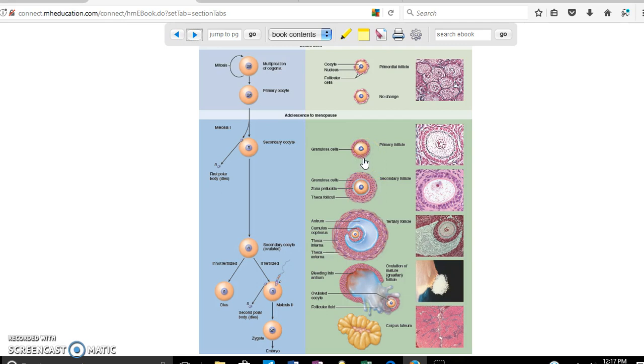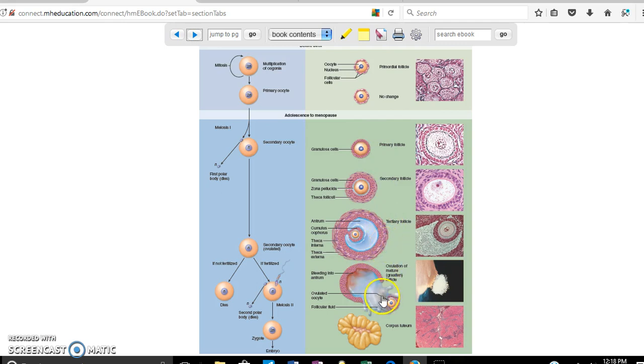As you can see here, we have granulosa cells, but then granulosa cells are going to turn also into theca folliculi, and you're going to have zona pellucida. Then it's going to keep growing, and you're going to have the antrum, right? And you're going to have theca interna, theca externa. These cells are going to start producing estrogens, okay? And this happens within the first 14 days. These 14 days, we call this the follicular phase of the ovarian cycle.